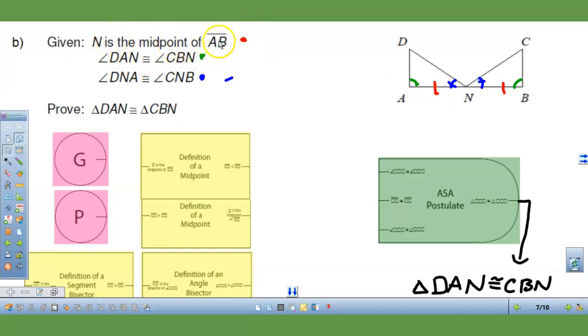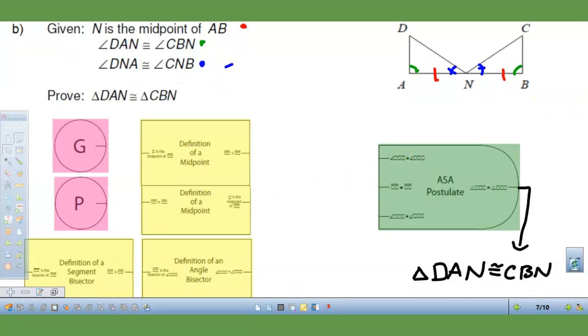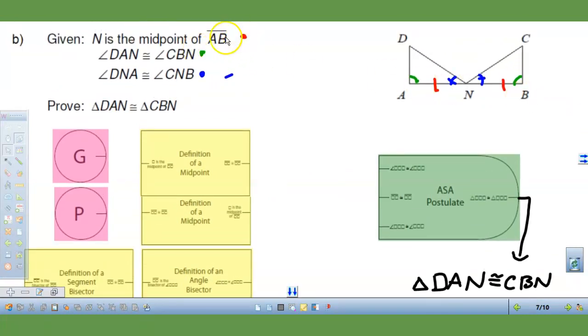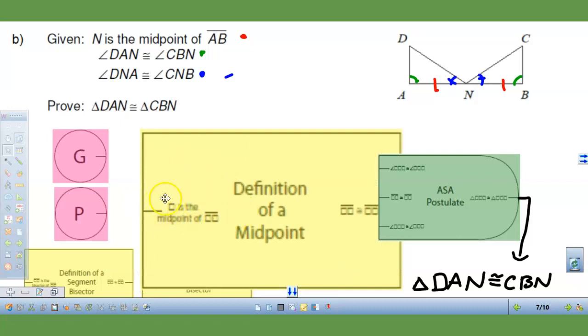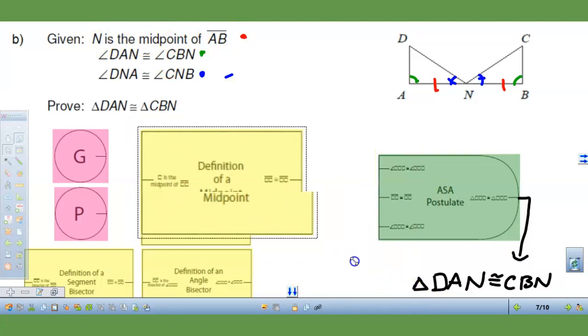N is the midpoint of AB. Which definition would that be? The last one was an angle. This is a segment, so a midpoint of a segment. You can look really closely here and see this is the same exact format of this statement. So I know I need to use this definition of a midpoint.